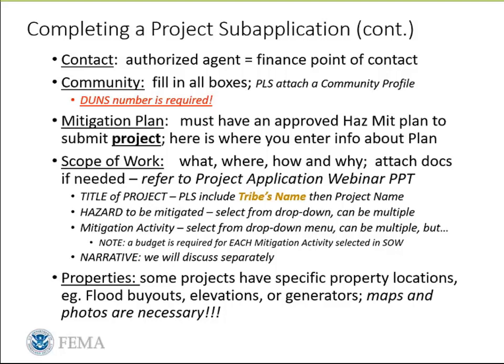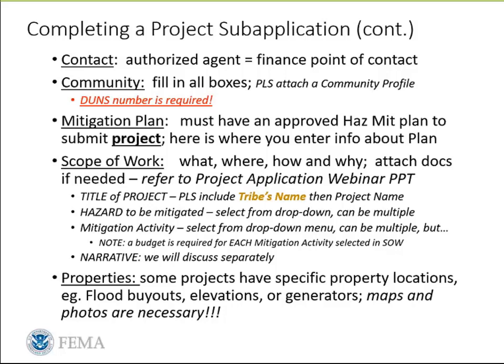And the reason for that is that eGrants will require a separate cost estimate for each mitigation activity that is selected at this point in preparing the scope of work section in eGrants. Okay, and a narrative, we're going to get into that. So the next section after scope of work is properties. So many projects have specific property locations, flood buyouts, elevations, generators. So maps and photos are absolutely necessary. We need information about each one of the properties, and you upload maps and photos of each property as appropriate there. I think there's a bunch of that that's fairly self-explanatory if you go through that.